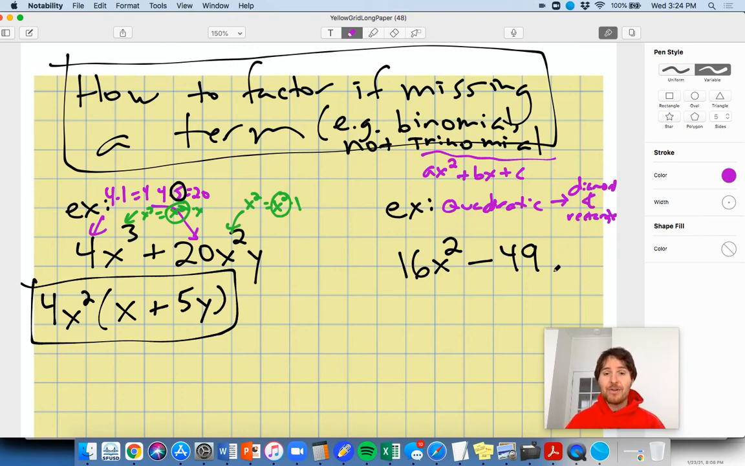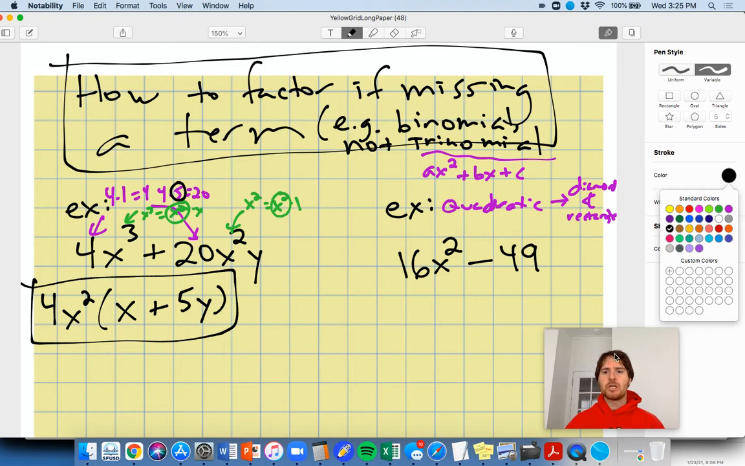We can't pull out a common factor. Factors that go into 16, well, 4 and 4, 8 and 2, 1 and 16. 8 doesn't go into 49. 2 doesn't go into 49. 4 doesn't go into 49. None of this goes into 49 here, okay? So maybe let's take a different approach here.